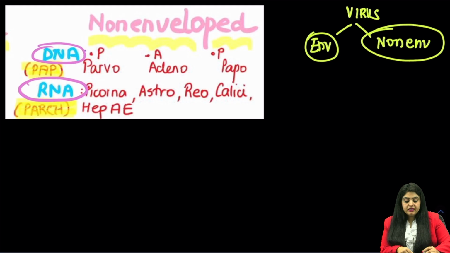So what is in DNA? In DNA first you have to think of that happy mnemonic. So from happy, what all have I taken up? I've taken up the A, that is adenovirus, the parvovirus B19 and the Papovaviridae family. So remember, parvo, adeno, papova. These are the PAP. PAP is going to be the one which is non-enveloped.